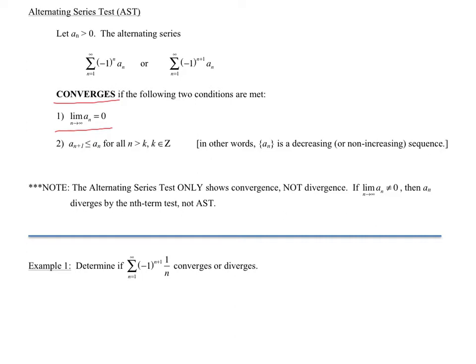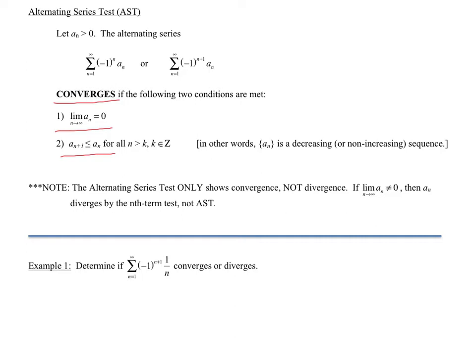But anyway, so we've got the limit as n goes to infinity of a sub n equals 0. And then we have the second one, and the second one says a sub n plus 1 is less than or equal to a sub n for all n greater than some k value where k is an integer. In other words, all this is saying is that a sub n is going to be decreasing, or if nothing else, non-increasing. This should make sense because in order to converge, we would need the terms to get smaller and smaller, and that's going to happen when the sequence is decreasing.